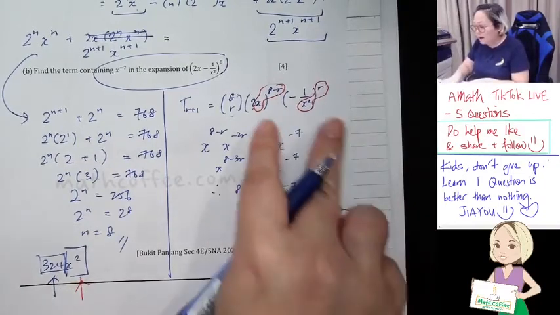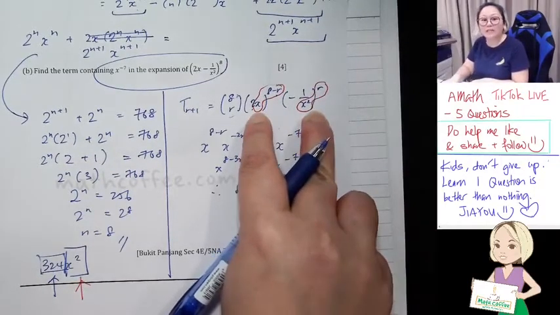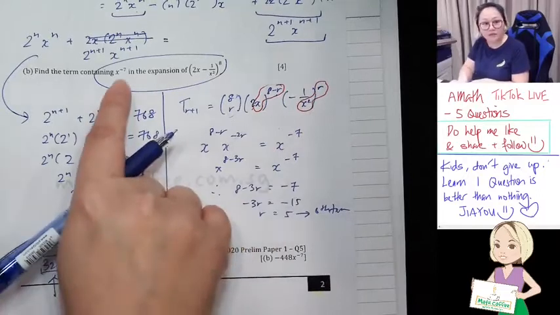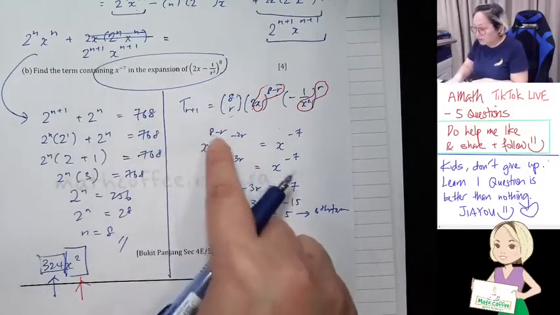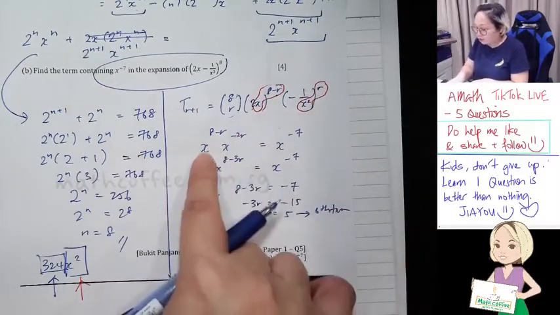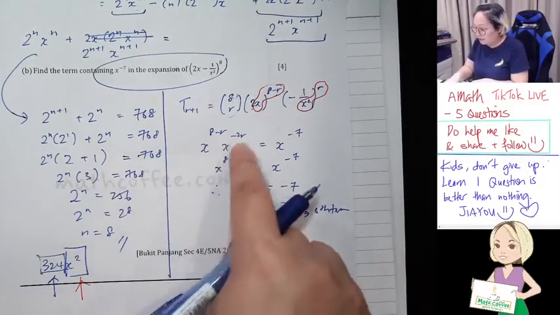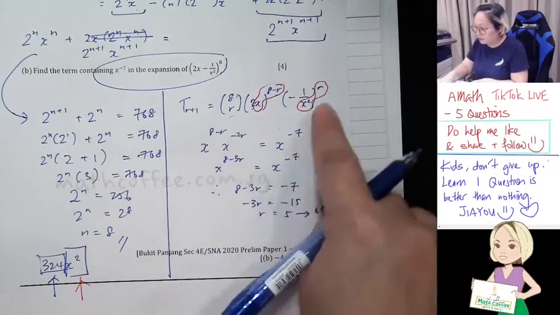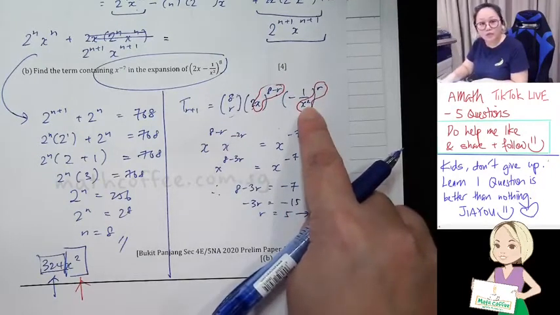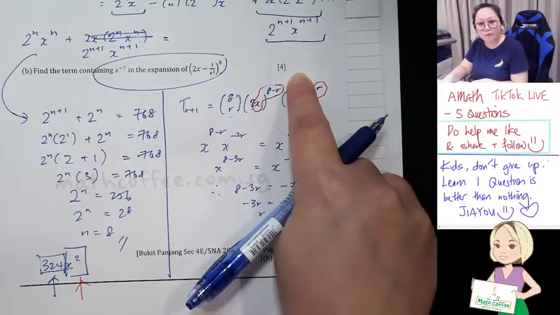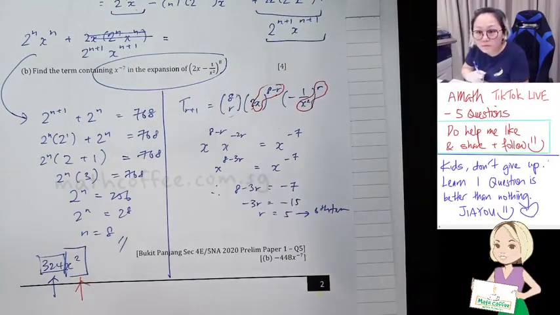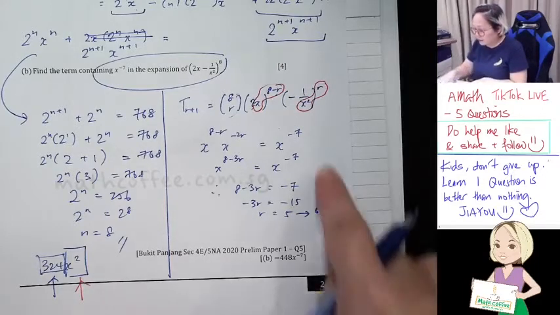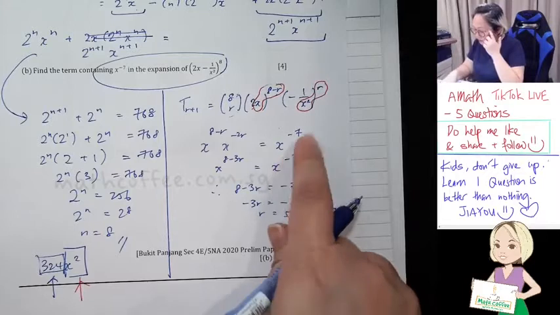So I want to combine the red color one to find out what is the r that will give me x to the power of negative 7. You understand? Okay? So that's why I dig out the red color part, x to the power of 8 minus r, x to the power of minus 2r. Minus 2r is because this x squared is at the denominator. If I bring it up, it becomes x to the power of minus 2. Okay?